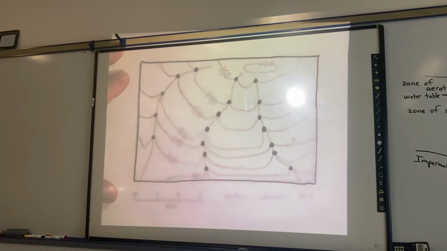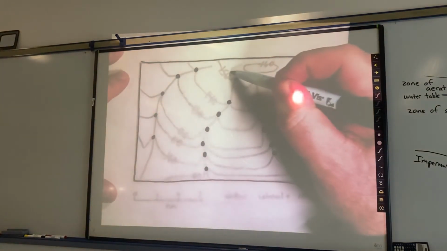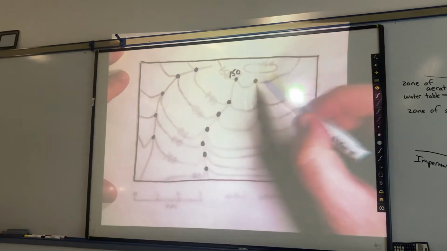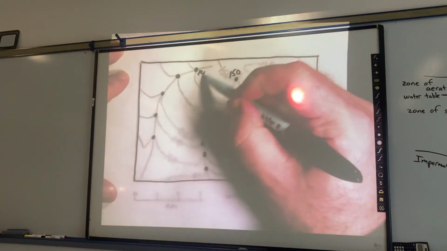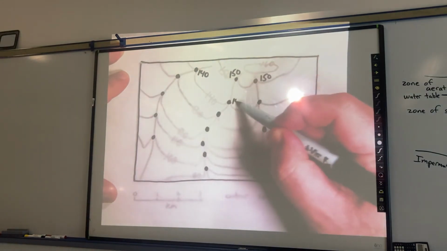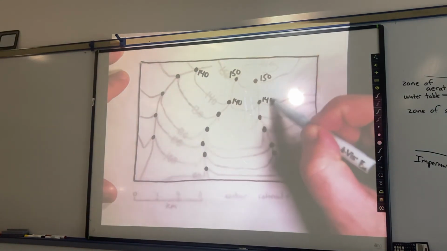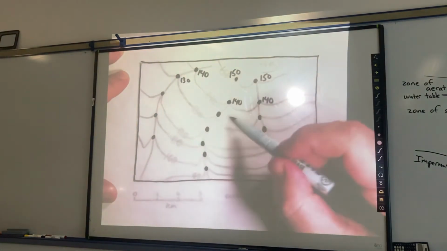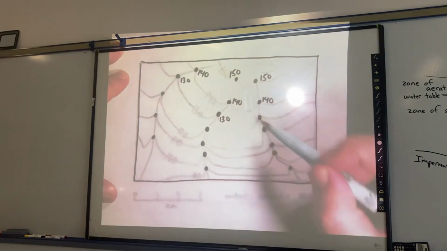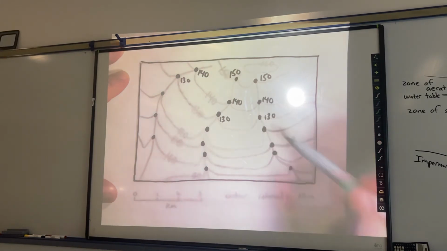All right, next, what I want to do is label the values of each of those points. Right there, that's on the 150 line. This here's on the 150 line. Right here's on the 140 line. That's on the 140 line. That's on the 140 line. That point right there is on the 130 line. That's on the 130 line. That's on the 130 line.